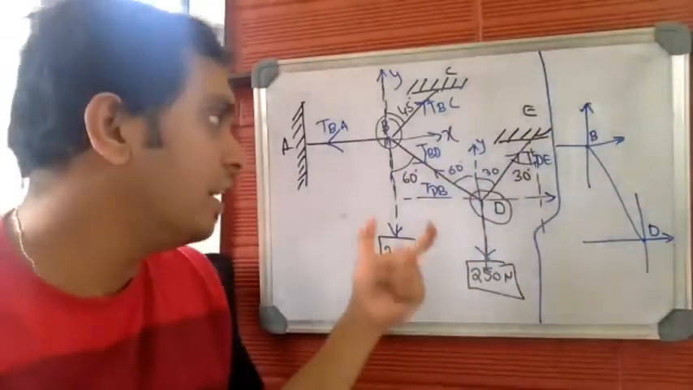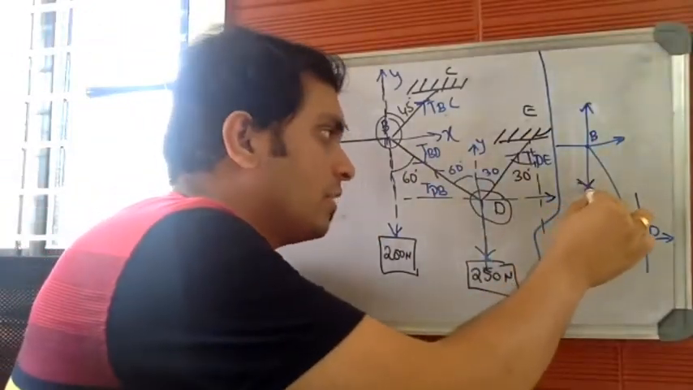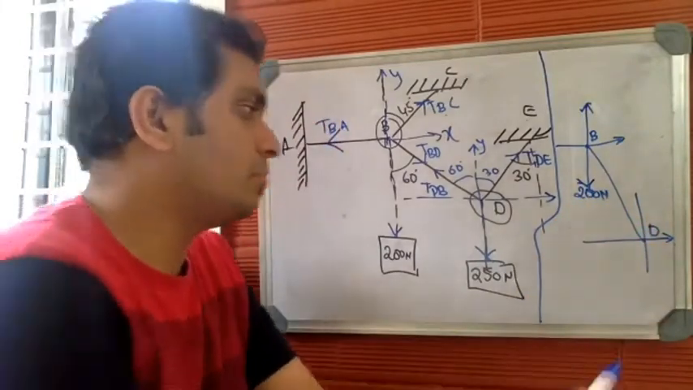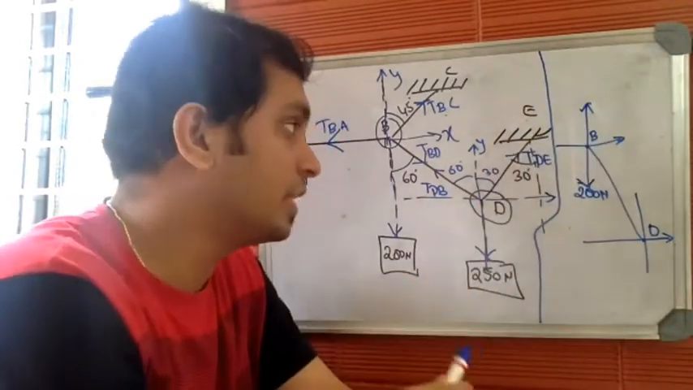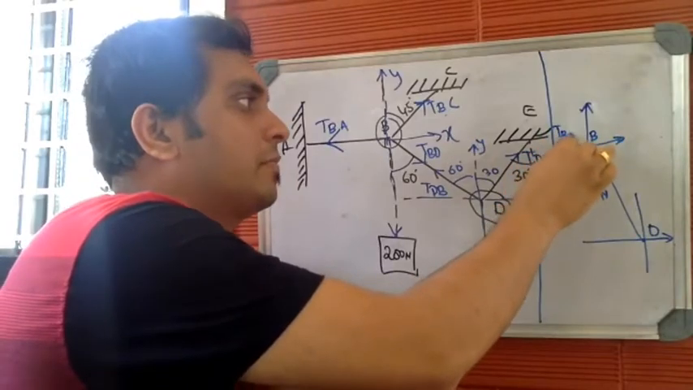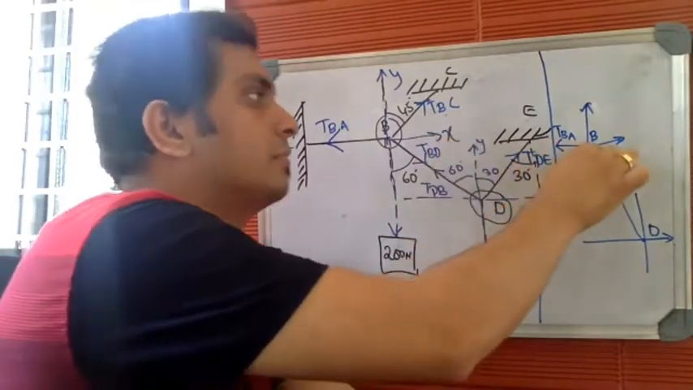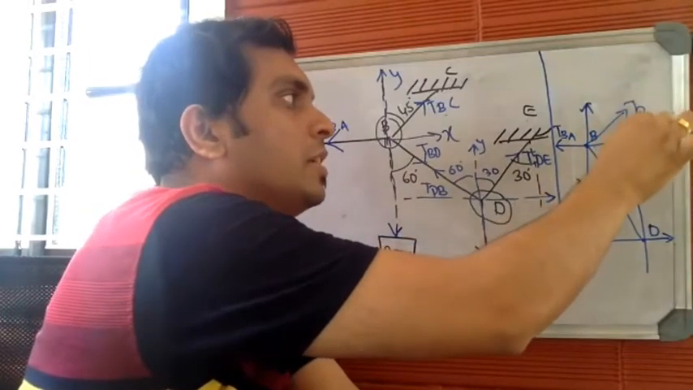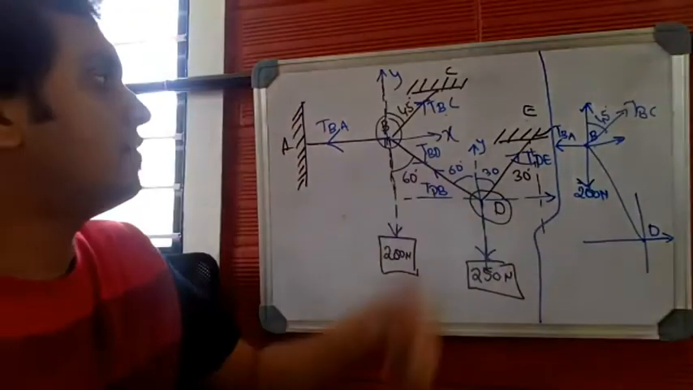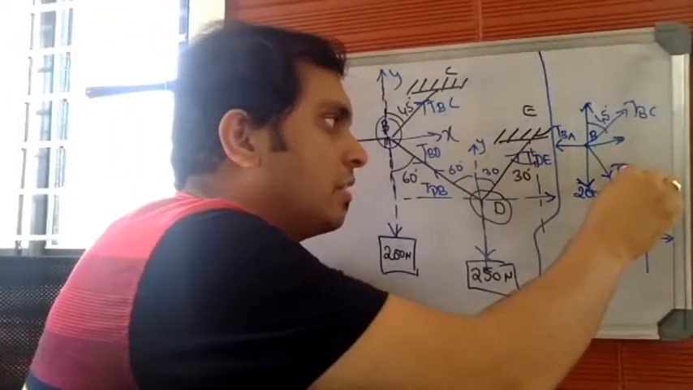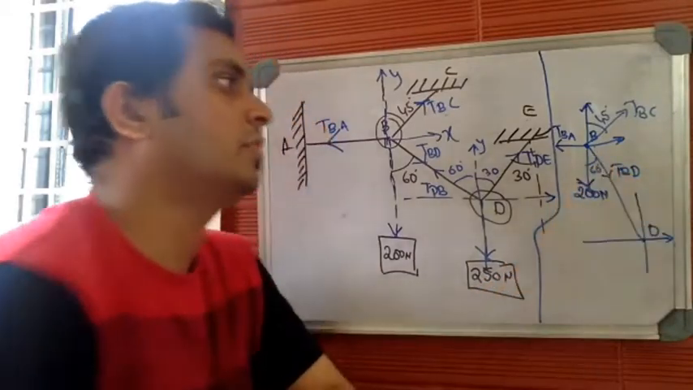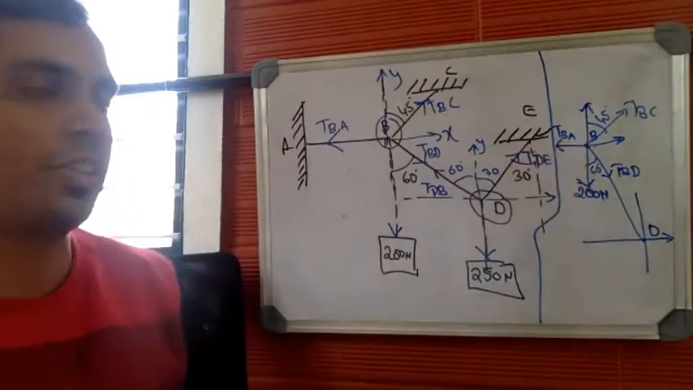Let us consider B now. Mark the suspended load, which is given as 200 newtons. Let us finish off everything with respect to B. So you have TBA, which is horizontal. You have TBC, which makes an angle of 45 degrees. And you have TBD, and this angle is given as 60. We have marked all the forces associated with junction point B.